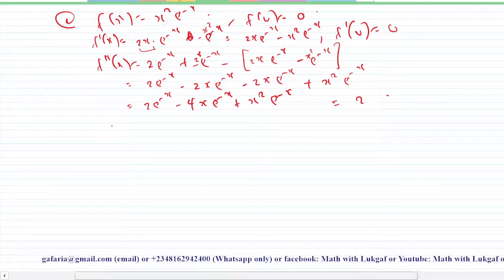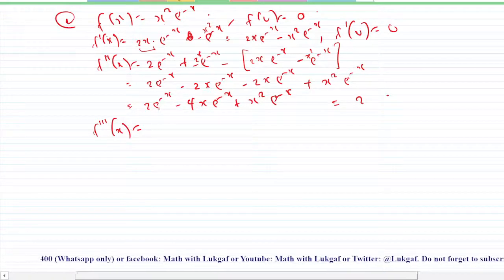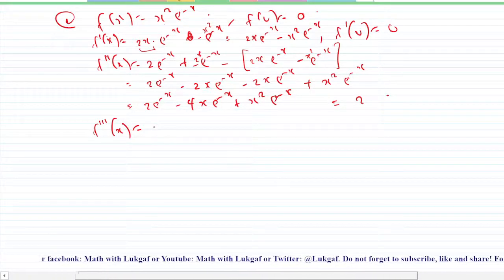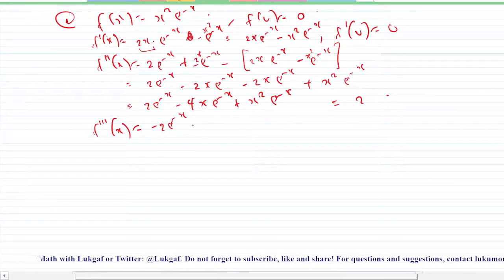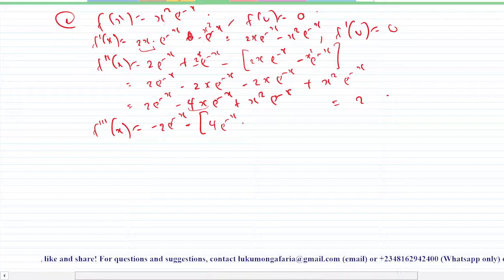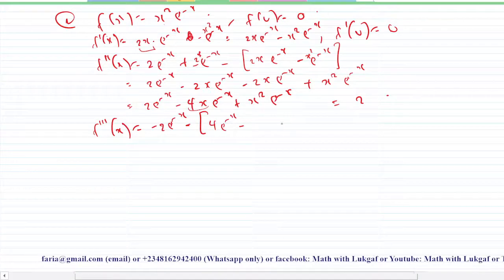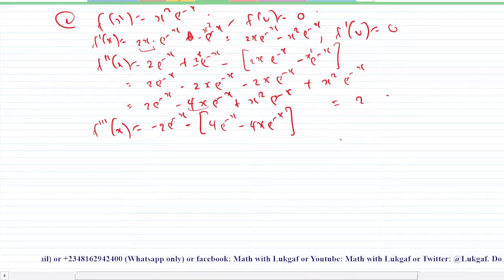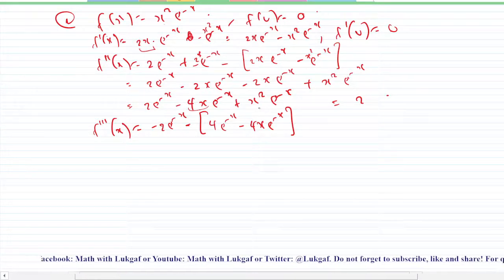Okay, then you can find f triple prime of x again. Let us differentiate this. You differentiate this, that's going to give me minus 2e raised power minus x. Okay, let us differentiate this. It's a product rule. Differentiating the first, that is 4, leaving the second as it is, minus e raised power minus x. Differentiating the second, that's going to give me minus 4x e raised power minus x. You understand now? So that is done.